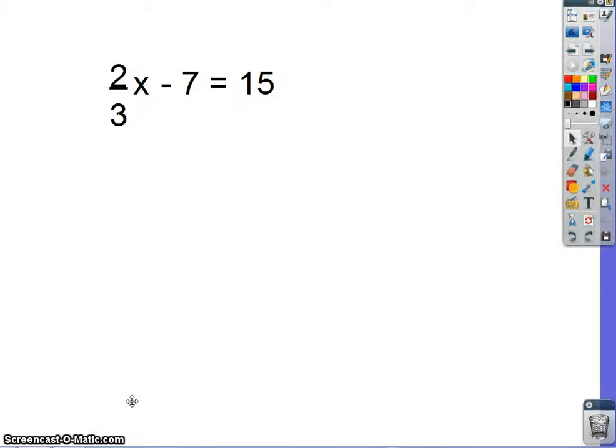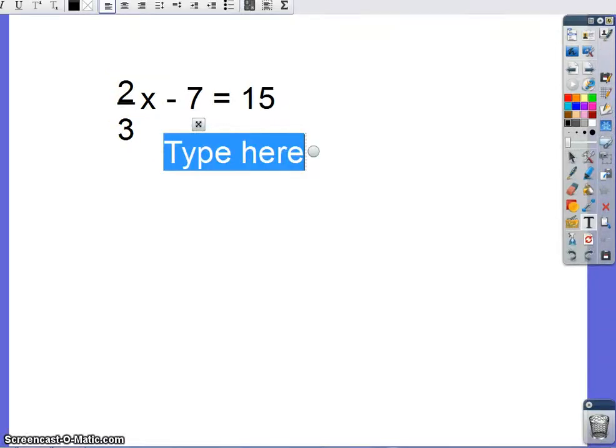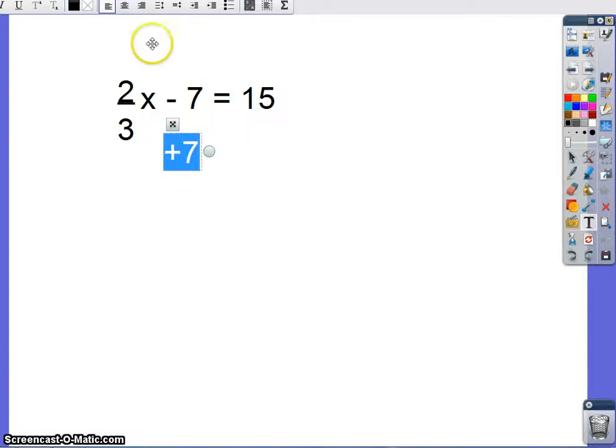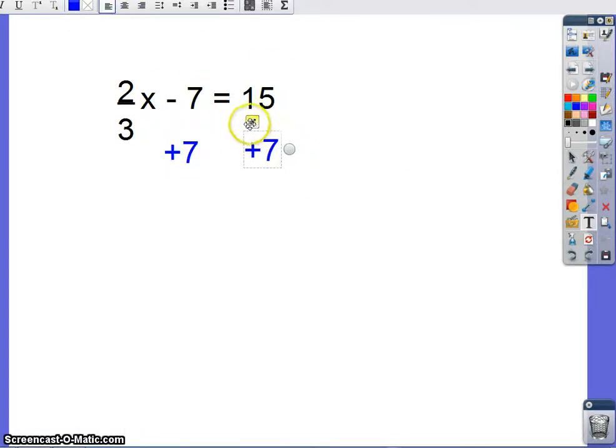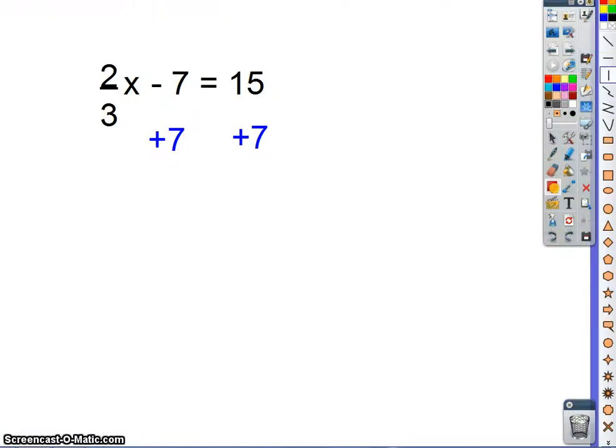Alright, I'm going to show you how to solve a two-step equation, how to solve for x when you've got a fraction coefficient. So to start off, it's pretty much the same thing. I'm going to add 7 to both sides of this equation. Now I'll draw the line to show that there's two sides to this equation.